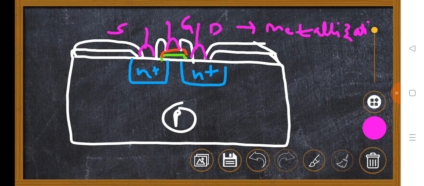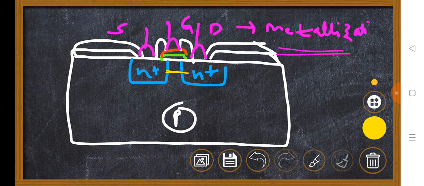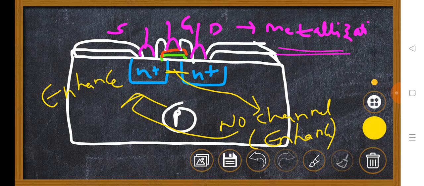Metallization. I hope you are clear, all of you? This is known as fabricating NMOS technology. Is it understood? If you observe this fabrication process, from source to drain you don't have any channel. No channel is there. Therefore you have to enhance this channel. This type of fabrication is known as enhancement mode NMOS transistor. I hope you are clear.